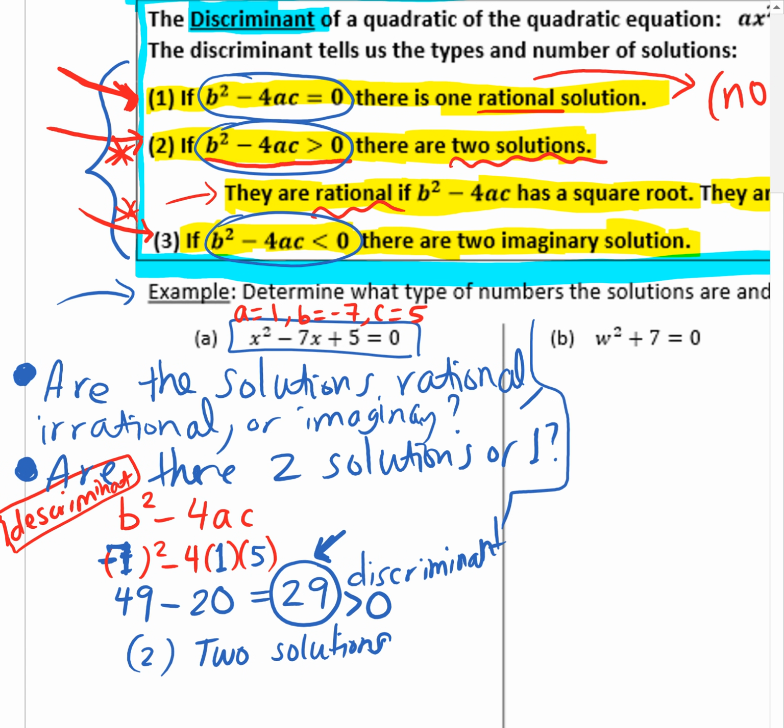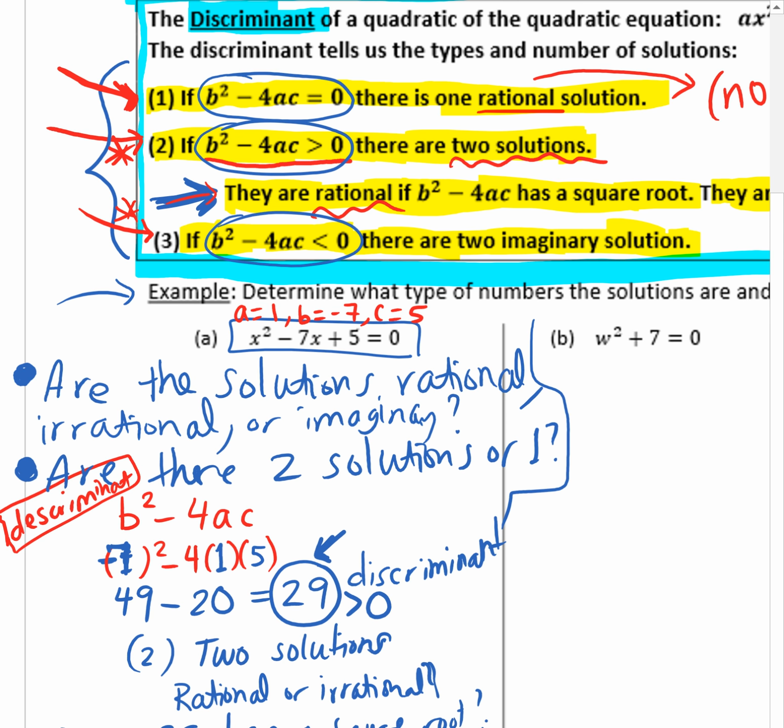So we know that there are two solutions, but now we have to figure out, are they rational or irrational? Because that was the second part of step 2 here. It says they are rational if the value b squared minus 4ac has a root. They are irrational if it doesn't. So we have to decide, now does 29 have a square root? No, it doesn't, right? 29 is not a number that has a square root. That means they're irrational.